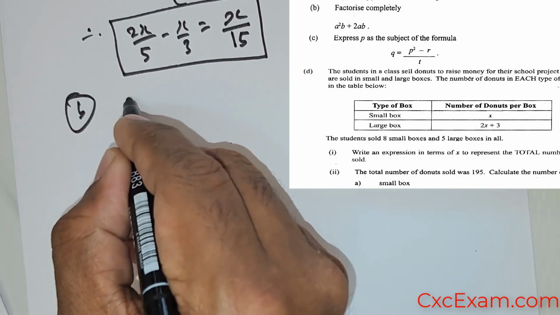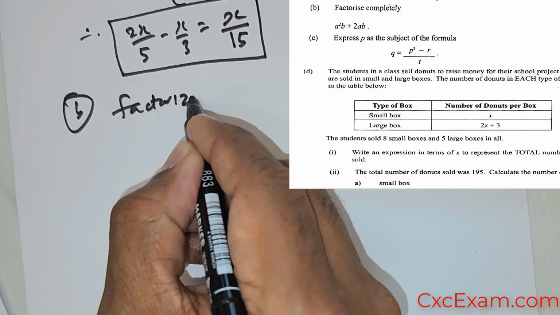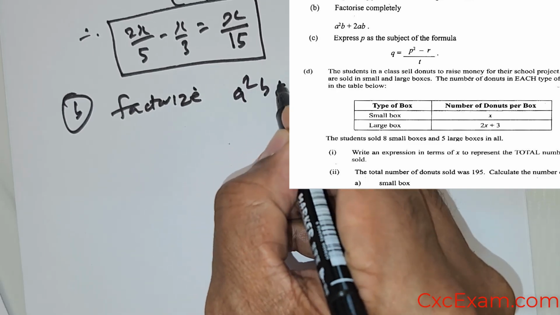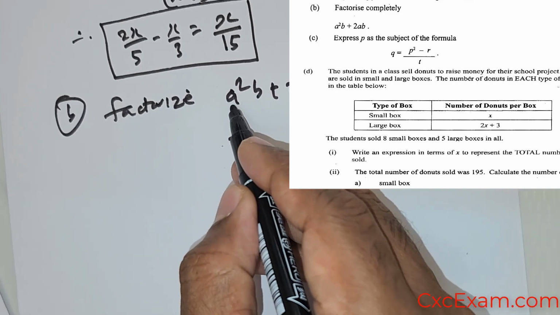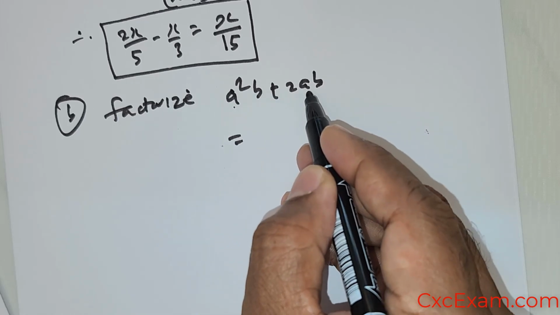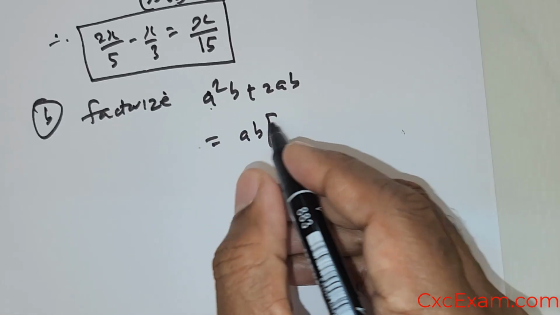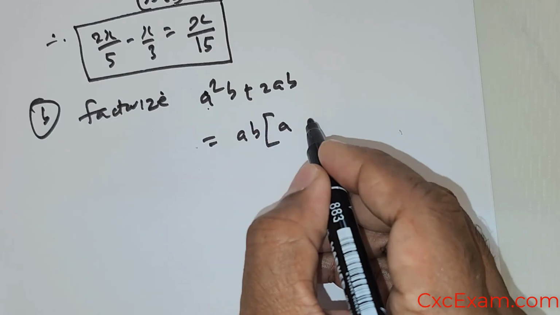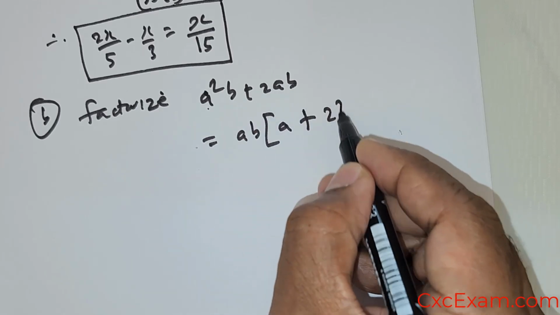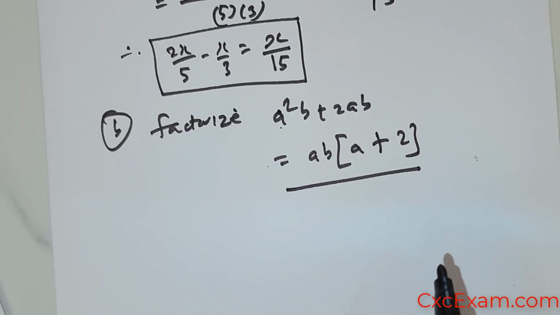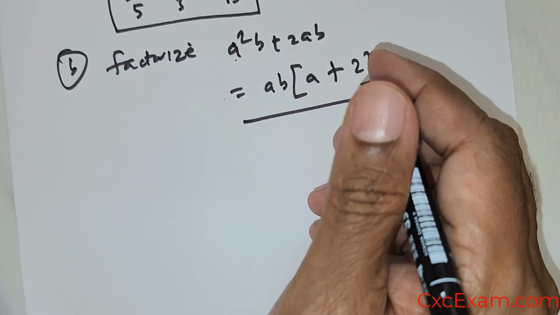We are asked to factorize a squared b plus 2ab. Now you've got a and a b, you've got a and a b, so take that a and a b out. So what have you got here? A, and what have you got here? You've got 2. So this is the final solution for this question when you factorize it.